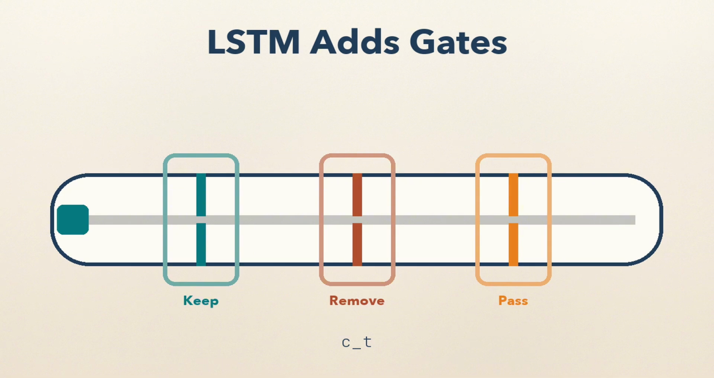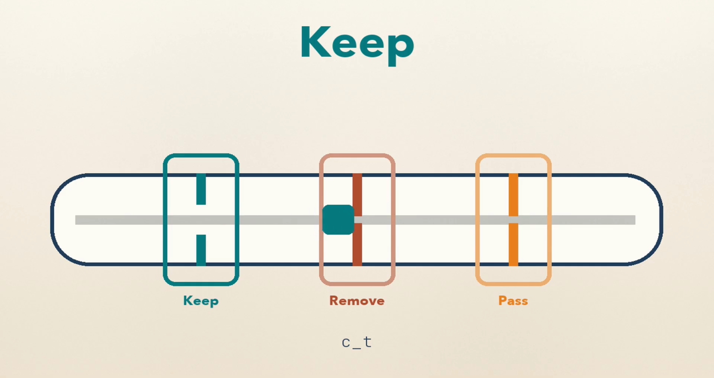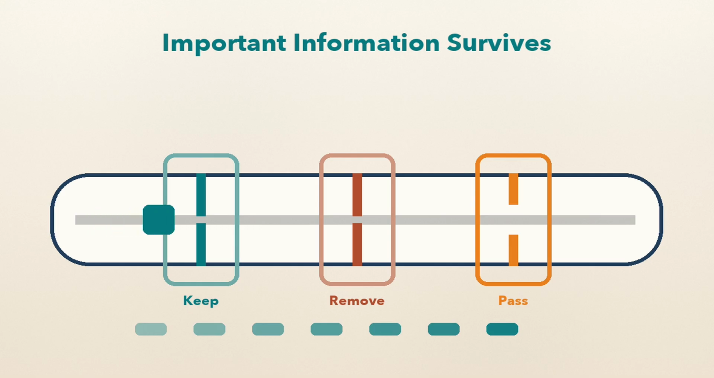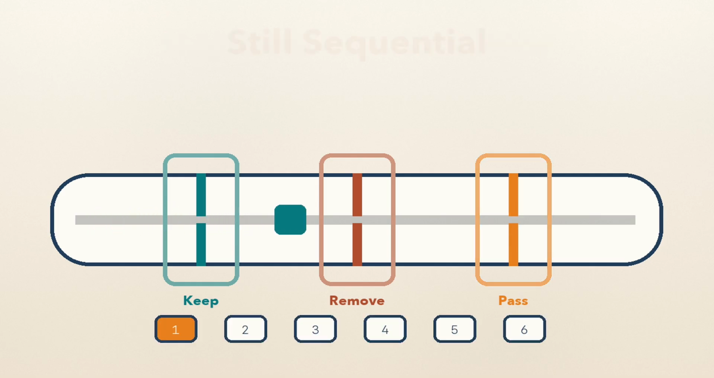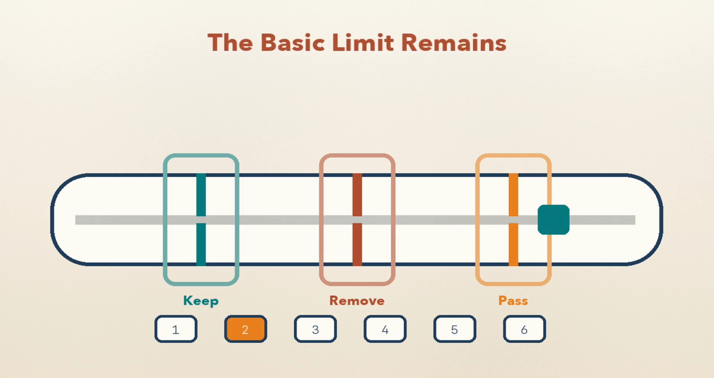Long short-term memory networks, or LSTMs, improve this situation. They added gates that decide what information to keep, what to remove, and what to pass forward. LSTMs can remember important information for longer, but they still process one step after another. Their memory became better, but the basic limitation remains.